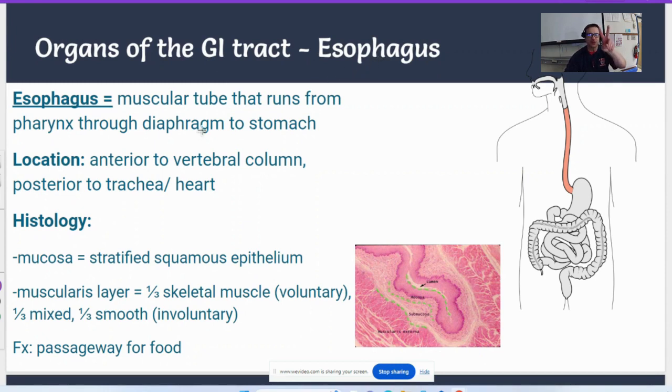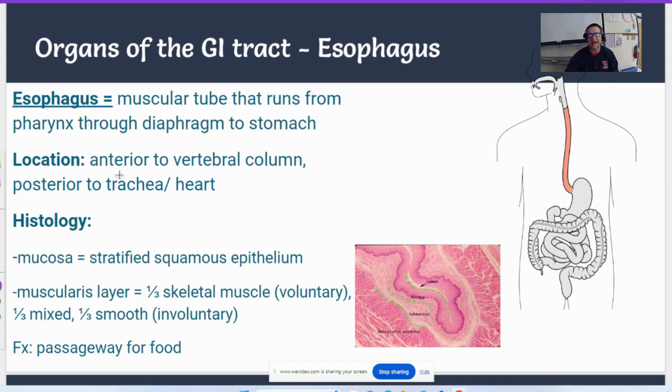All right, so that's the food tube. Muscular tube runs from the pharynx through the diaphragm. That's for breathing, separates the thoracic and the abdominal pelvic cavities. Through the diaphragm, and then, of course, to the stomach. That's where we need our food to go. Remember, it's not food anymore. You put food in your mouth, you chew it up, mix it with saliva. Now it's a bolus. So the bolus is going to go into the stomach.